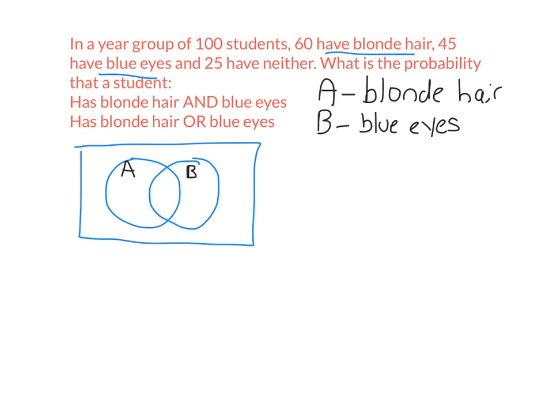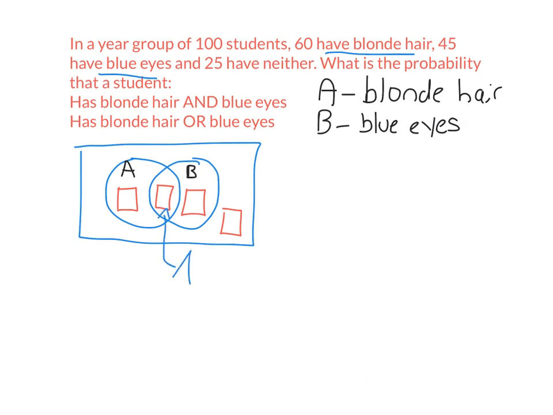So there are four possibilities. You can be here, here, here, or here. You can have blonde hair and blue eyes, so you have both. You can have just blonde hair, just blue eyes, or neither. Those four possibilities correspond to the four numbers that I'm going to put in these boxes in the Venn diagram. This region in the center here is the overlap. It's in A and B.